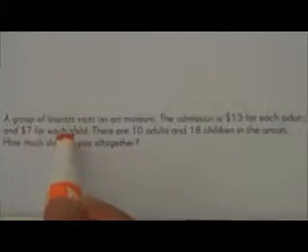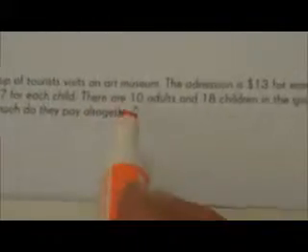Thank you. Well, the first thing that I would do, when I'm looking at my problem, is try to find out the vital information first. I see that the admission is $13 for each adult, $7 for each child. There's 10 adults and 18 children in the group. So how much do they pay all together?